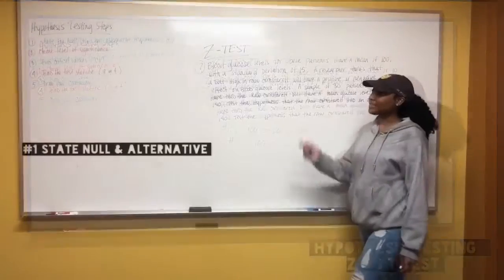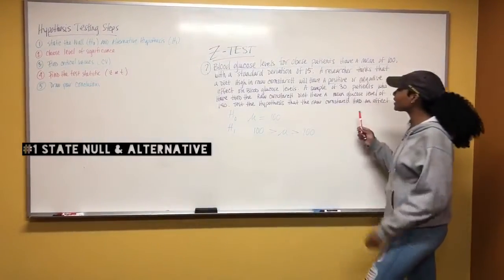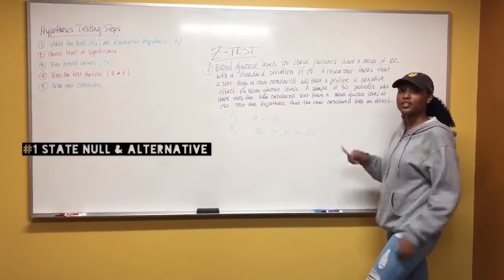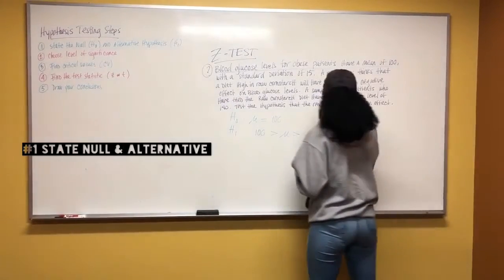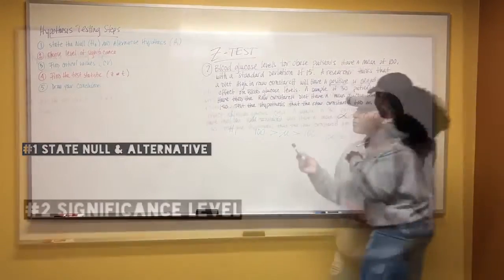Okay, so now on to step number 2, we're going to choose our level of significance. Because it's not explicitly stated in the problem, we can assume that the level of significance is going to be equal to 0.05.